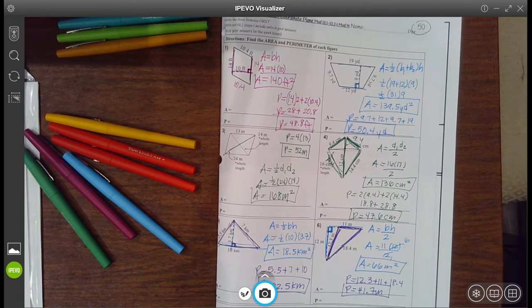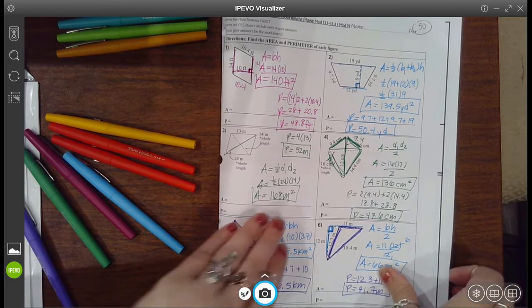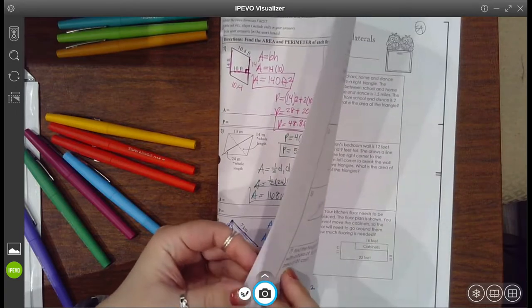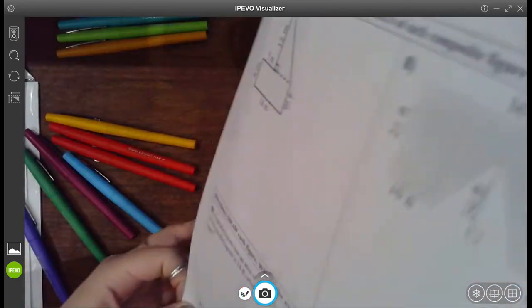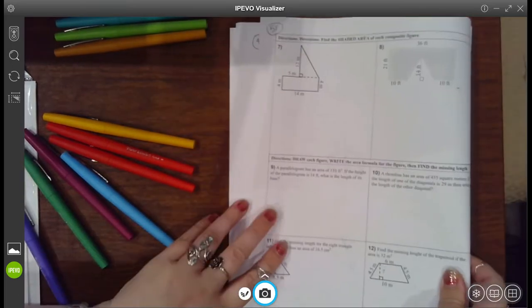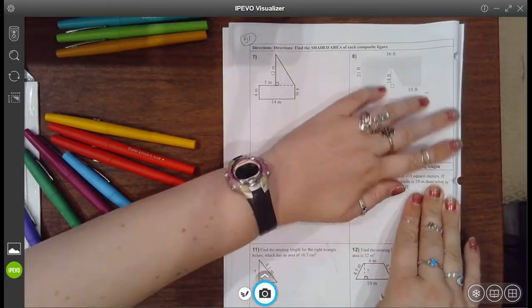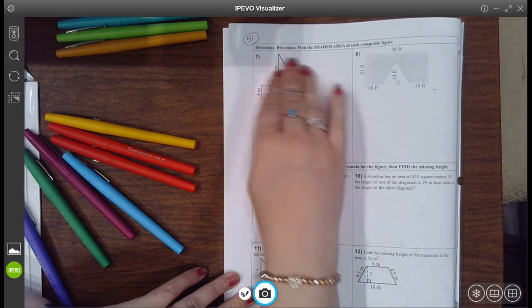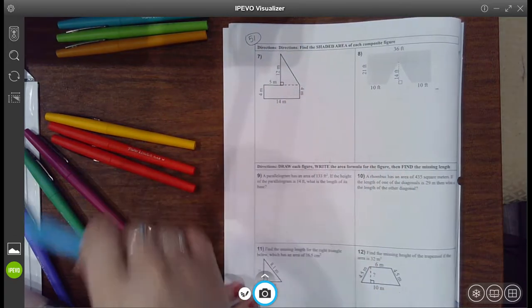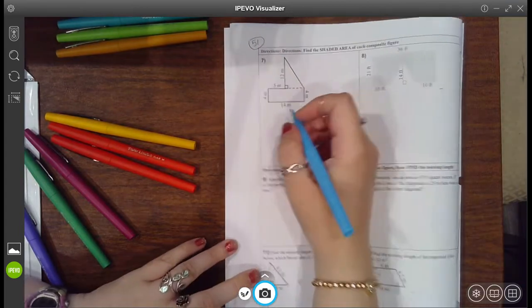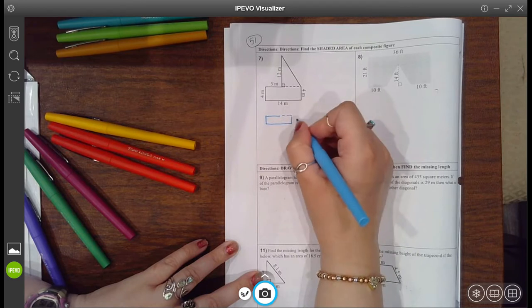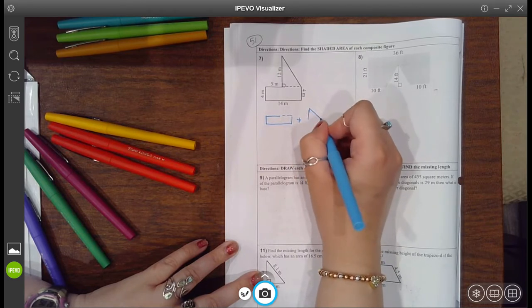All right, we're moving right along here. Let's go ahead and turn to the next page, and we have some composite figures for you. A composite figure is when you have 2 figures or 2 polygons put together. So identify the separate shapes that make up this total composite figure. So I have a rectangle plus a triangle.